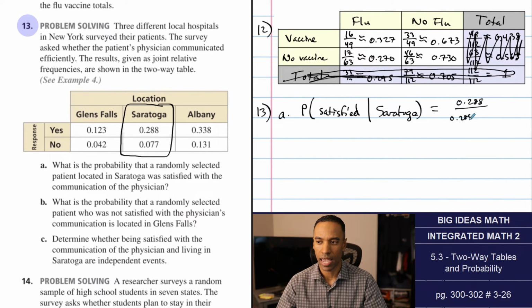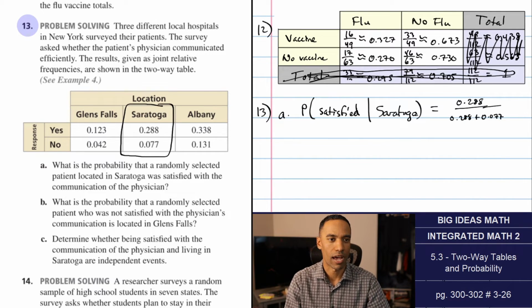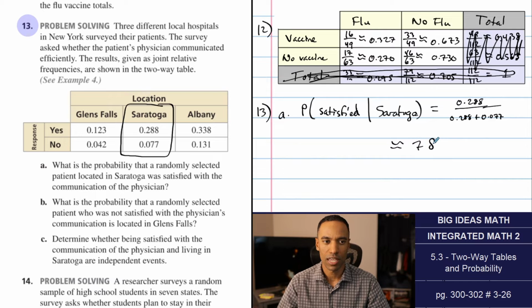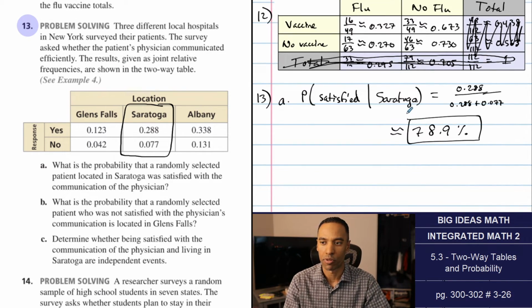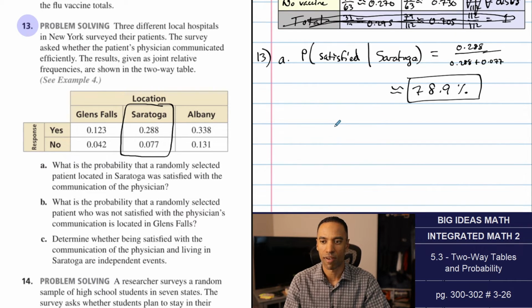That's 0.288 plus 0.077. So I'll just go ahead and calculate that outright for you, because that percentage doesn't really matter to us unless we had to use it several times, and I don't think we're going to, but we'll see. 0.077, 0.288. Looks like I'm getting, I'm going to say it as a percentage, 78.9%. So the question again: what's the probability a randomly selected patient located in Saratoga was satisfied? 78.9% probability that you will get a satisfied Saratogan.